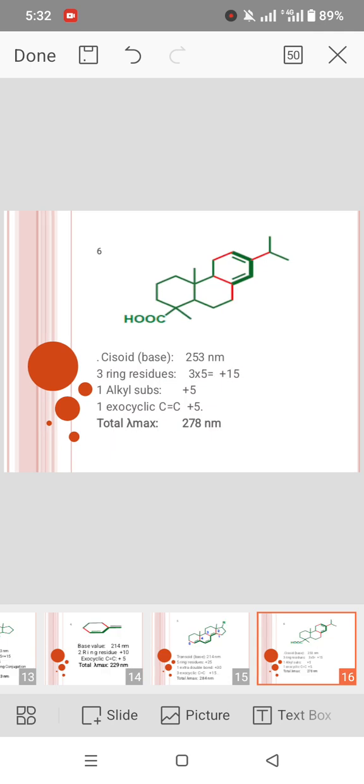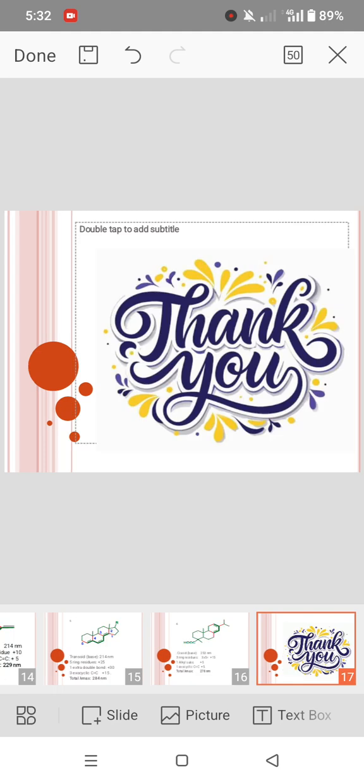Now another molecule of a diene compound. This is a cisoid diene, and its base value is 253 nanometer. There are 3 ring residues, so total 15. And one alkyl substituent is also present, so I have to add 5. One exocyclic carbon-carbon double bond is present, again I have to add 5. So the total lambda max for this diene is 278 nanometer.